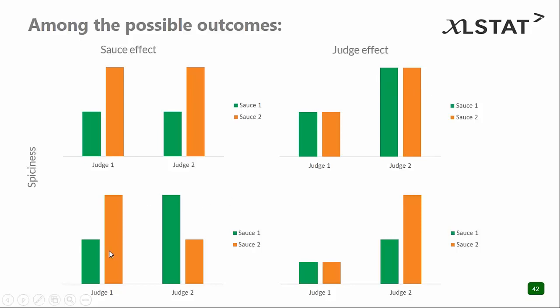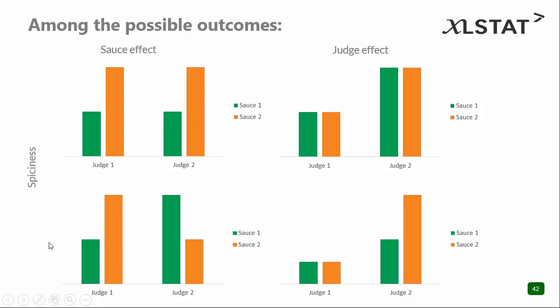And this is where the two-way ANOVA with the interaction becomes interesting. Check this out. Do you have a judge effect? If you take the average between those two bars and those two bars, you get identical averages, so we don't really have a judge effect. Do you have a sauce effect? The average between greens and oranges is the same. But if you take the sauce effect within each judge, you see that there's a very huge difference.